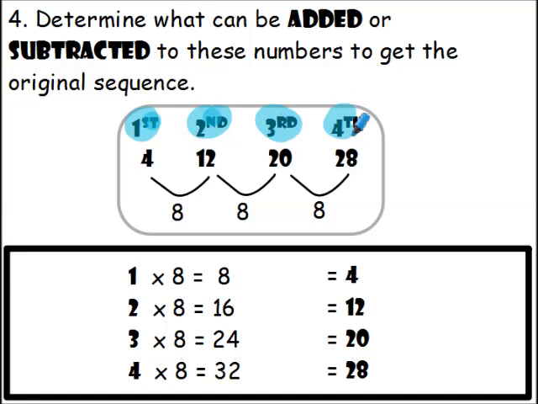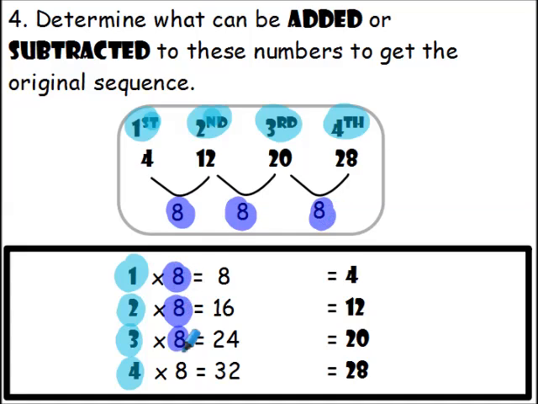Here we have our first, second, third, and fourth terms. We took those and we multiplied them by the constant difference of 8. And we got a value. Our goal was to get the value in that position. So 4, 12, 20, and 28. In order to get to that value, from the value that we obtained originally, we're going to either add or subtract. So we had hoped to get 4, but what we actually got was 8.